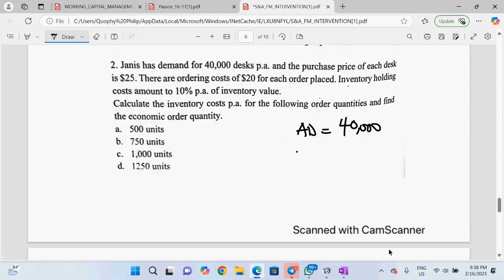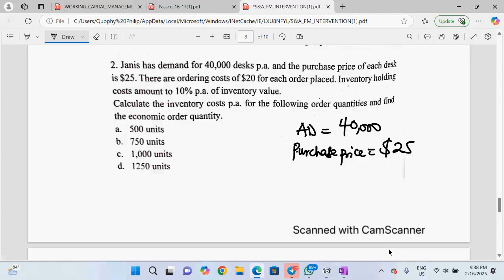Then we have the purchase price. The purchase price of each desk is 25 cedis. So how much is the purchase price? Purchase price is what? $25. Is it dollars? Yeah.